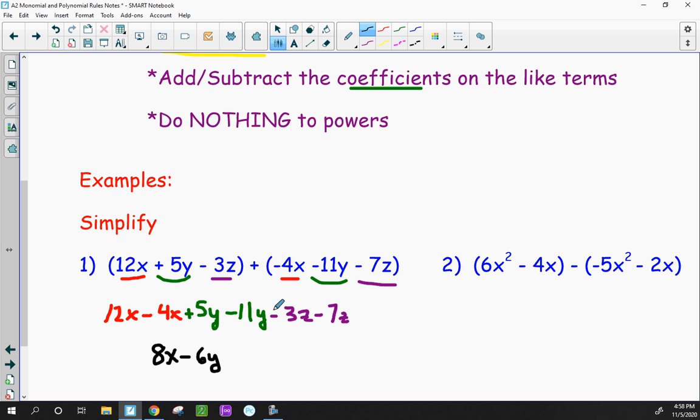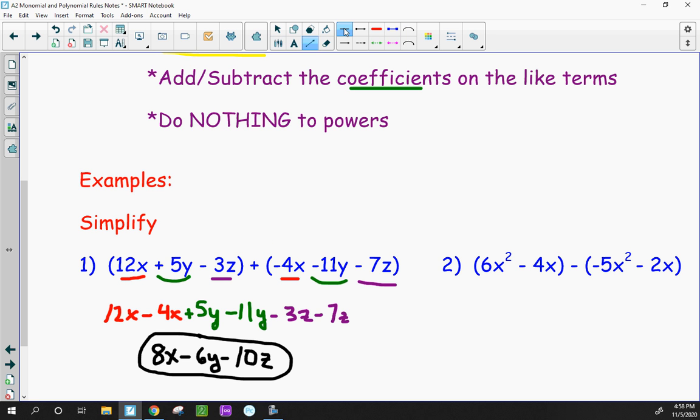And then a negative 3 minus 7. If you're using your calculator, type it in as negative 3 minus 7. And that's going to give you a negative 10. And then again, drop your variable down. Do nothing with your powers. And that is the best answer to those two polynomials added together. Alright, let's try number 2.